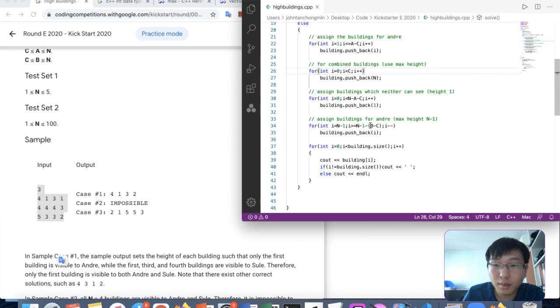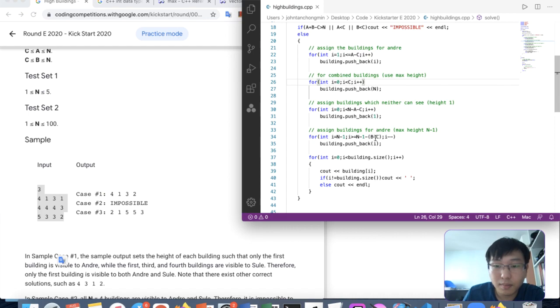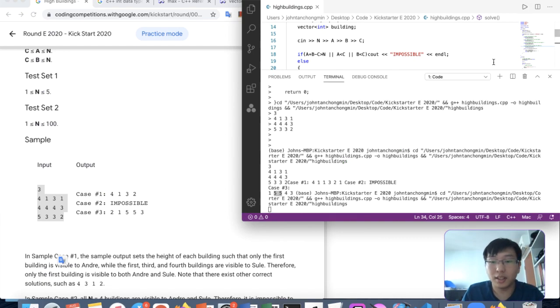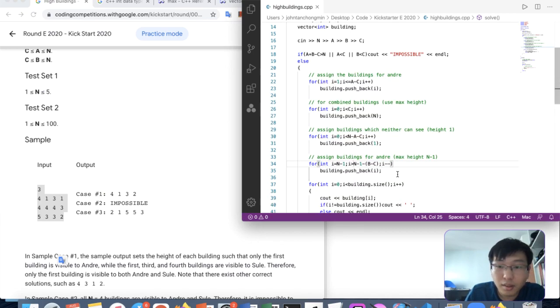N minus one minus B minus C. Yeah, I want to print B minus C buildings, right? So, oh, this should be greater than, well, print one more, then it should be. So 41132, 1554. Okay, so this one is correct. It is this one that needs to increase by one.